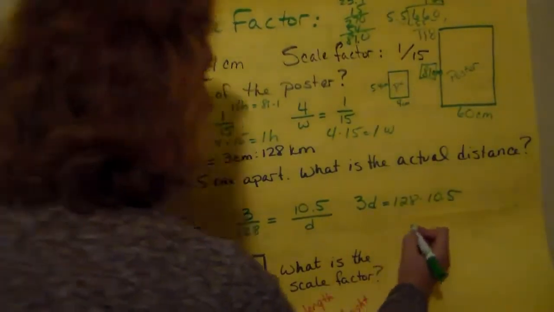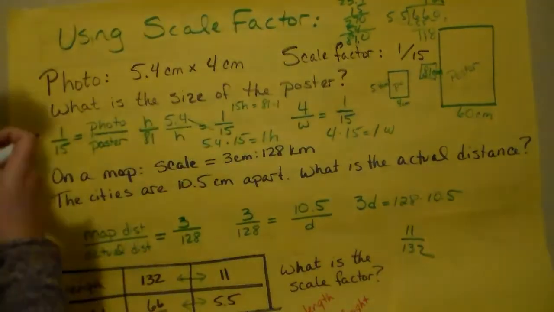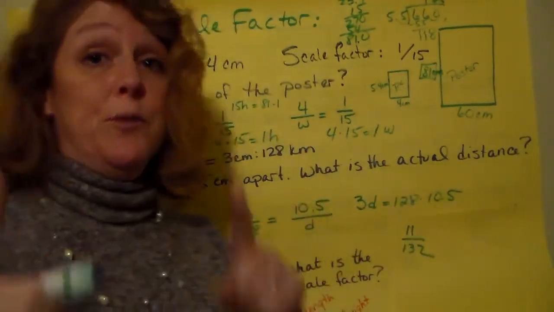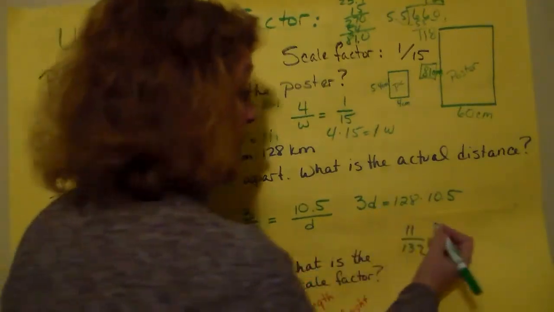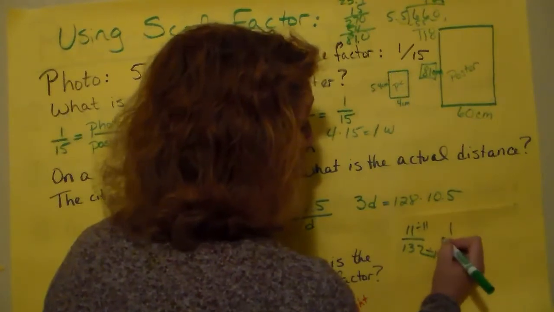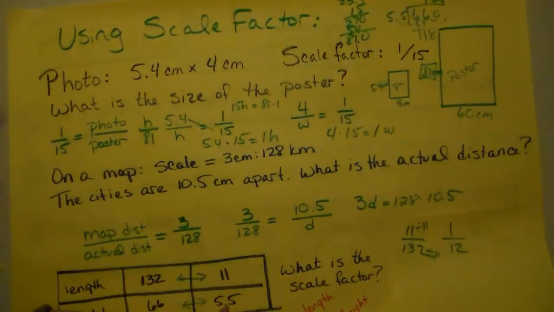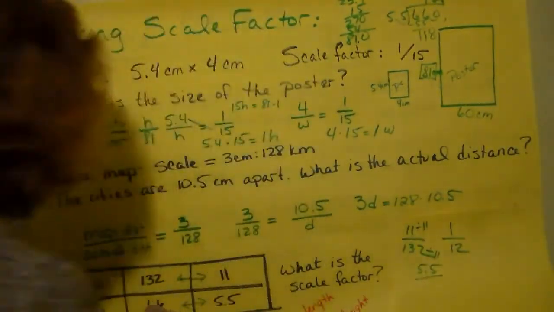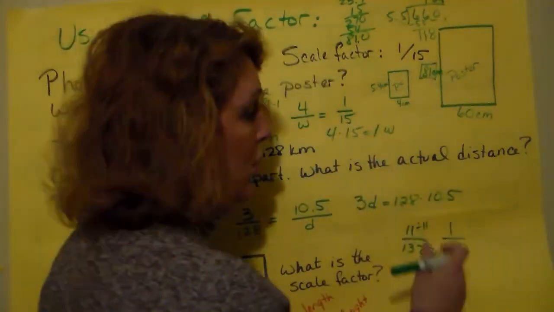So I've got 11 over 132. The first question I'm going to ask is, can I reduce this? And I know, because I know my multiplication tables, that 11 goes into 132 12 times. So if I divide this by 11 and I divide this by 11, I end up with 1 over 12. Now let's check it. Let's try 5.5 over 66. I also want this to equal 1 over 12.